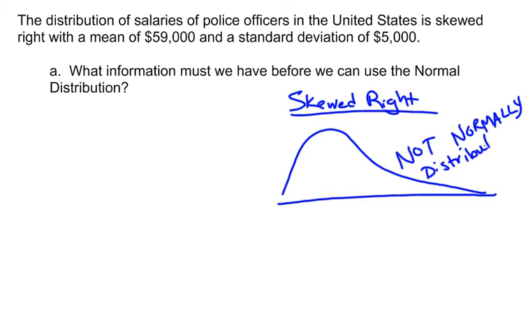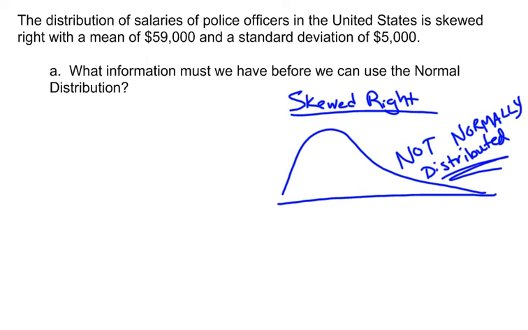Okay, so we have a distribution where the population is not normally distributed. That makes this a lot different than the previous problem. In the previous problem, the population was already normally distributed, so we were okay. But here we have a situation where we're skewed right to begin with. So what information must we have before we're allowed to use the normal distribution?